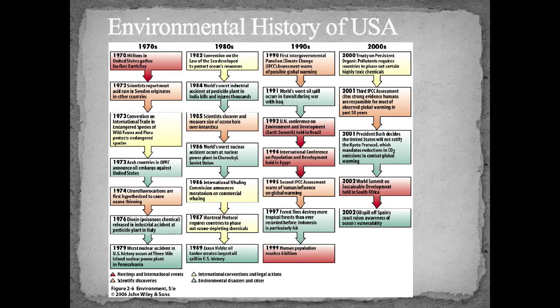Alright, let's keep going down. Ooh, I forgot this one. 1986, Chernobyl. Alright, the worst nuclear accident ever, even more than the recent Fukushima disaster in Japan. Let's keep going down. 1999, human population reaches 6 billion. And I'm going to go ahead and let you look through the rest of those.